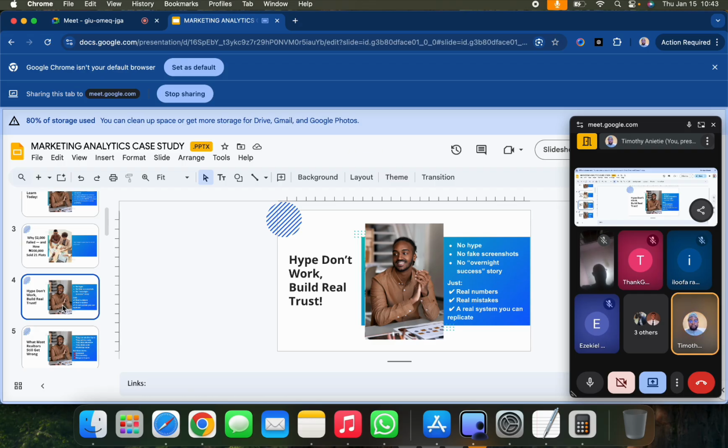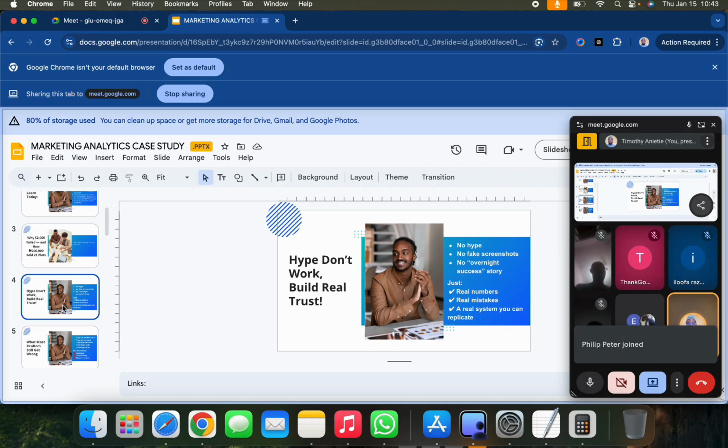You have to intentionally build real trust, not an illusion of "trust me now, I have been doing something, I have a digital blueprint." No. There is nothing like fake screenshots. They will carry out their research and analysis. And stop telling overnight success stories on your journey as well. When you understand this, you know that you need to give real numbers. You have to share real mistakes in your journey. You also have to share a real system that you have duplicated before and can duplicate again.